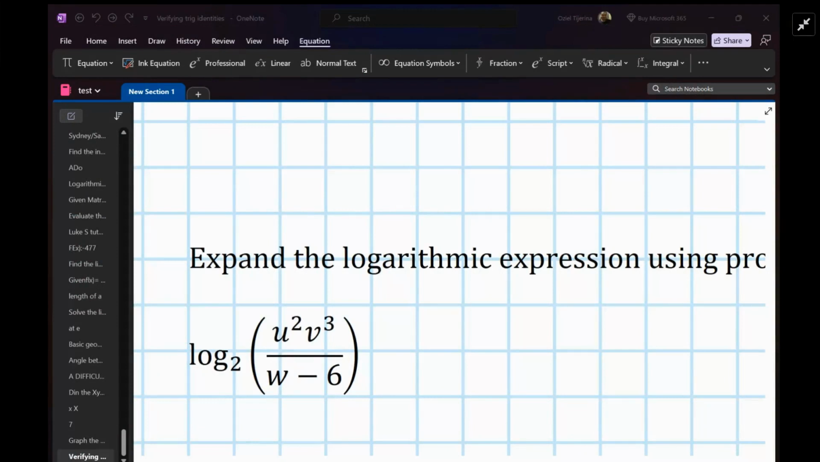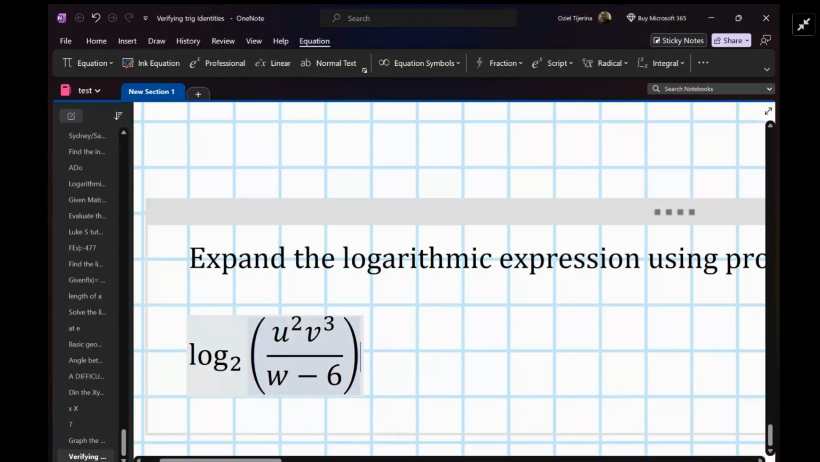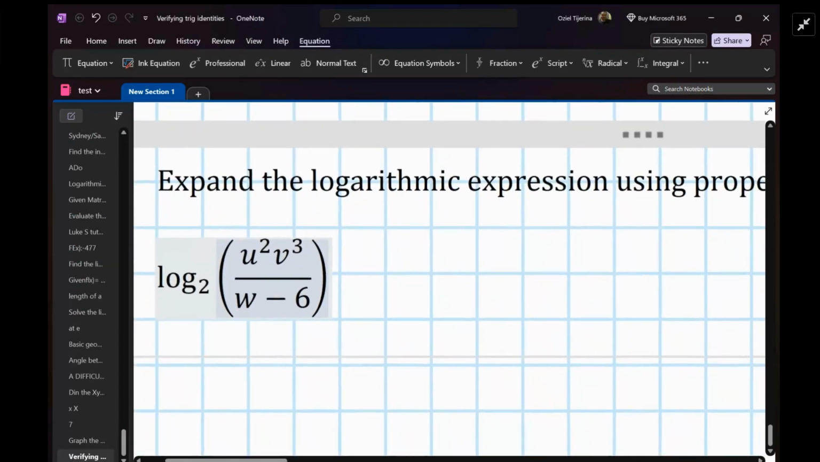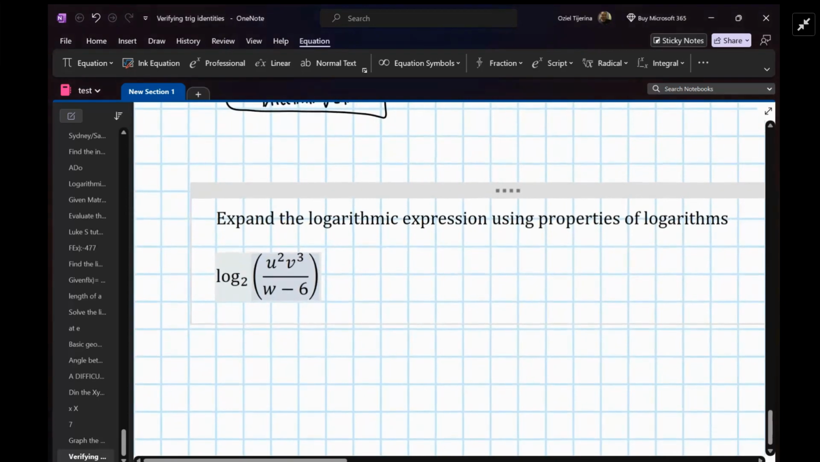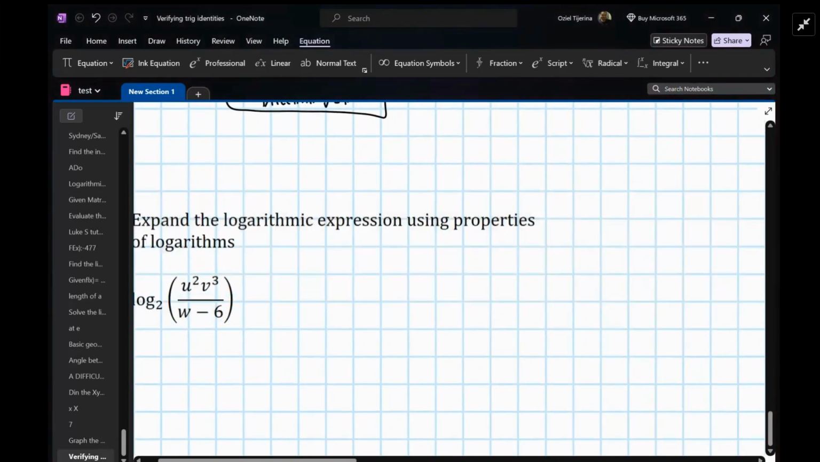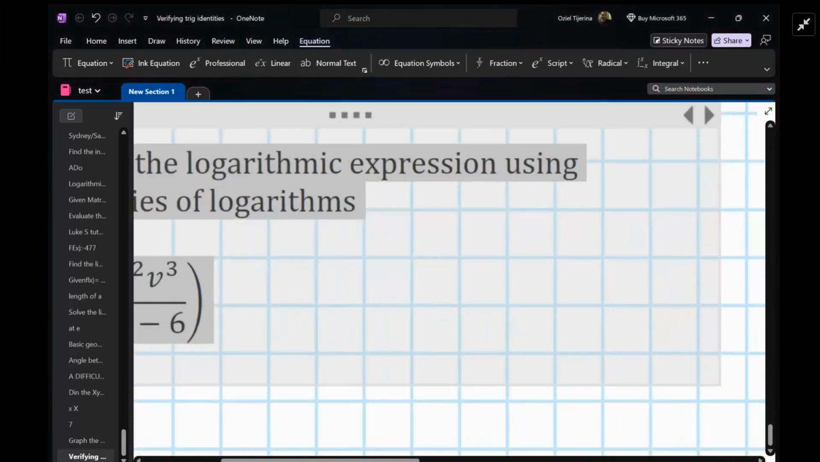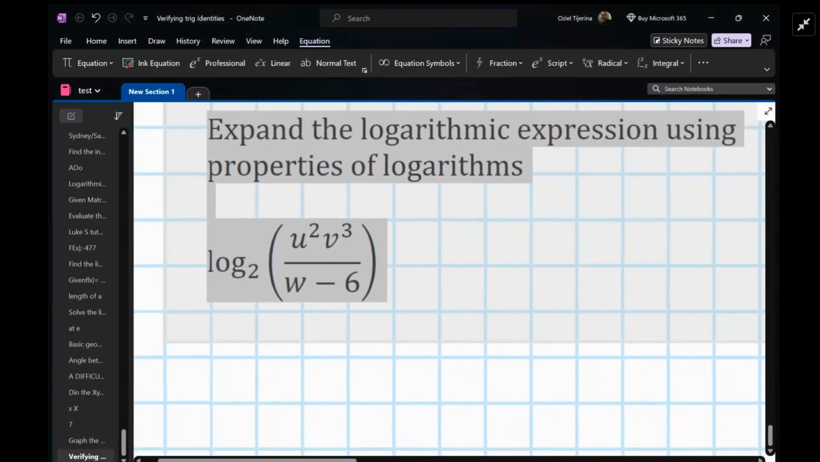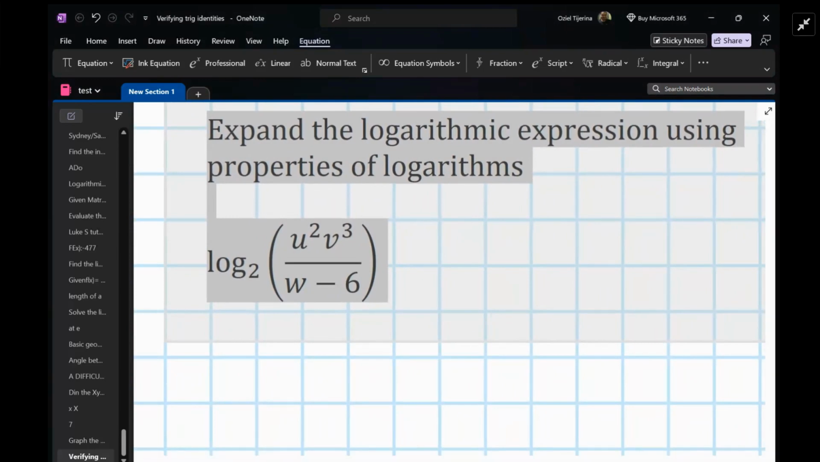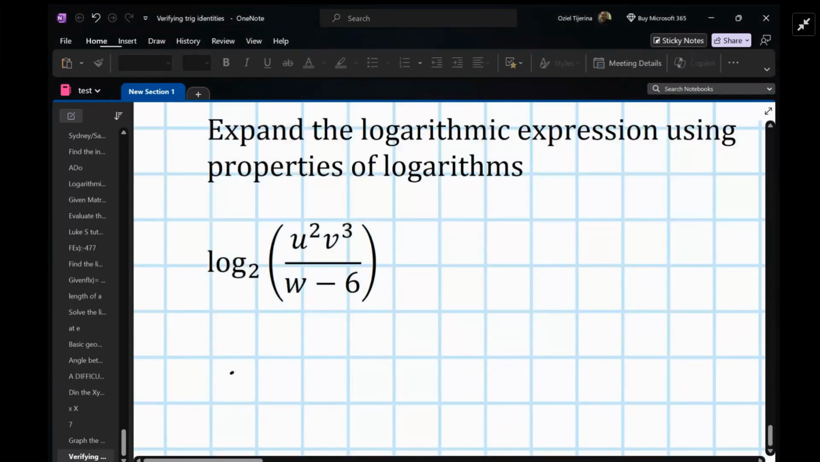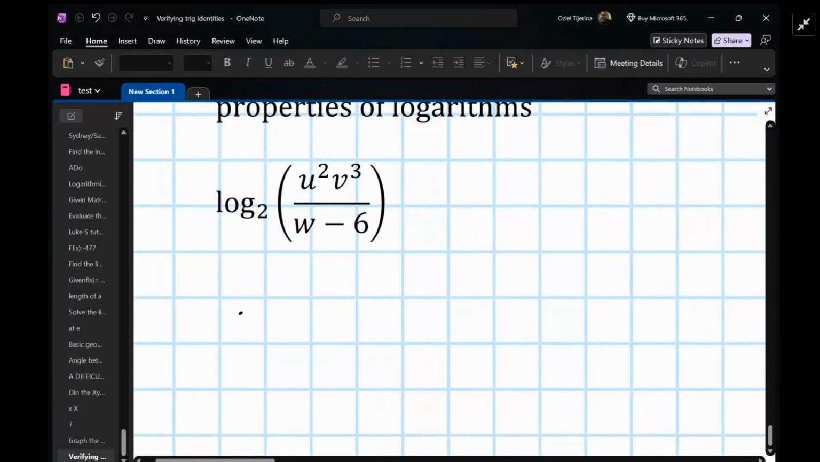All right, so we're going to look at this question. It says expand the logarithmic expression using properties of logarithms. So here we have the log base 2 of the quantity u squared v cubed over w minus 6. Now, there are a few things that we must understand when it comes to these.